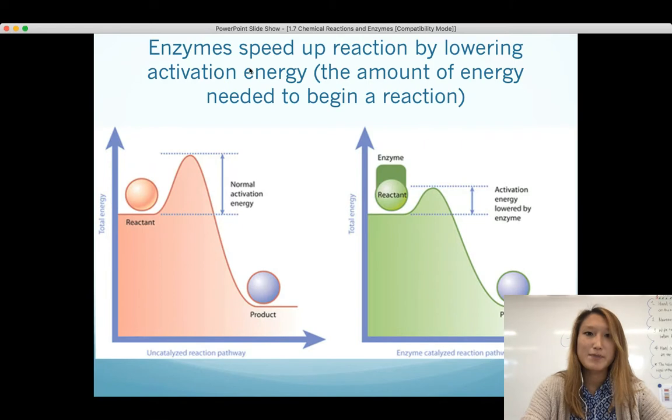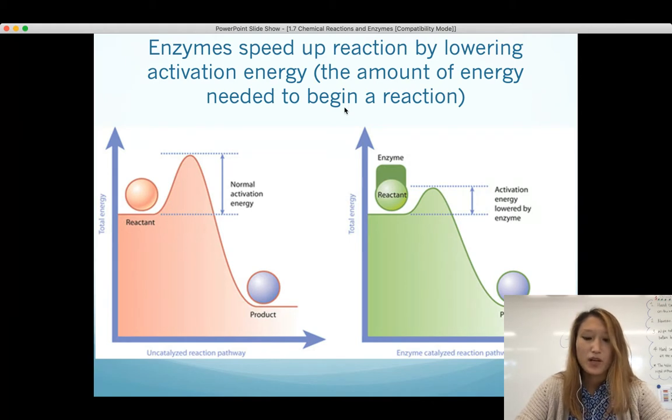So enzymes speed up chemical reactions by lowering the activation energy, or the amount of energy needed to begin a reaction. Right? So go ahead and write this down in your notebook as a part of your notes. So what I want you to think about is that when you have a reaction, there's always something that needs to be added in order to get the reaction started.